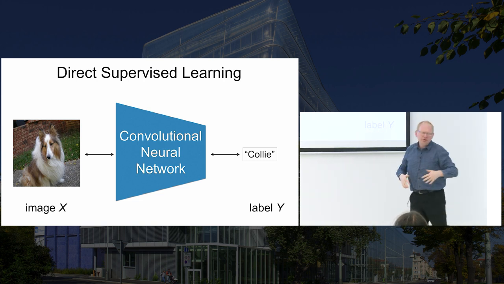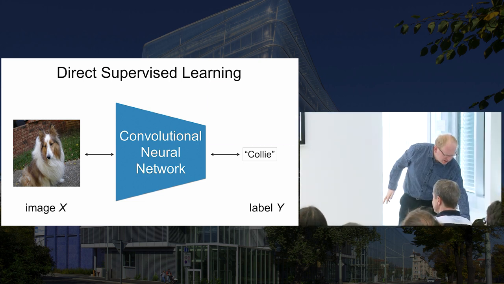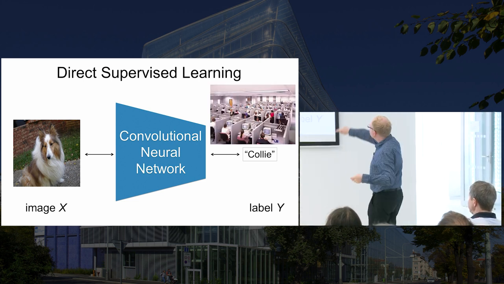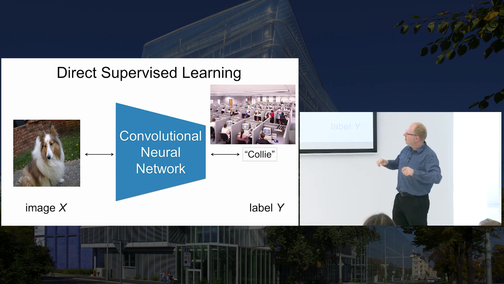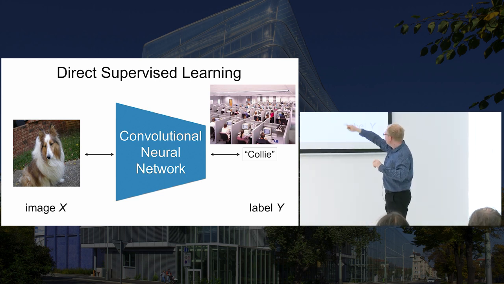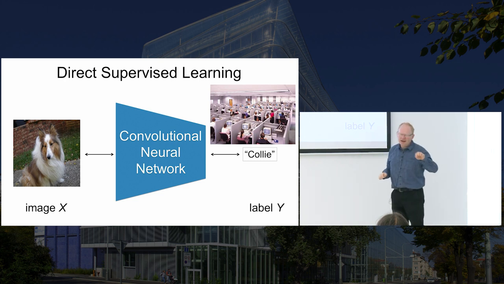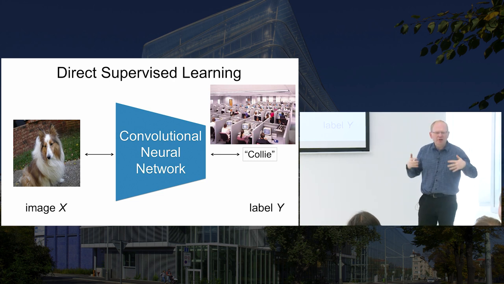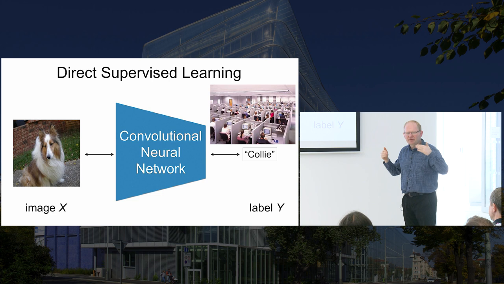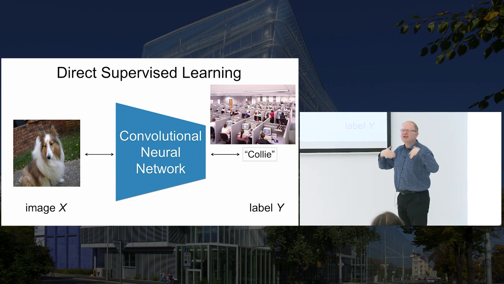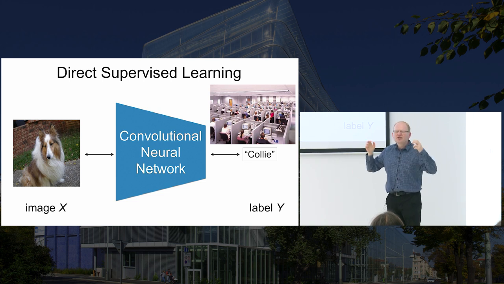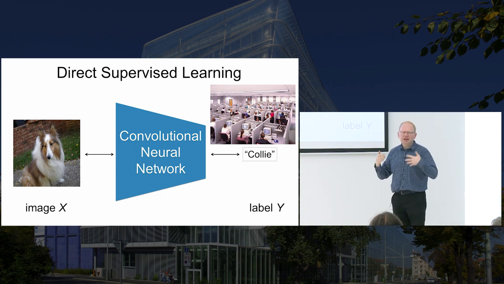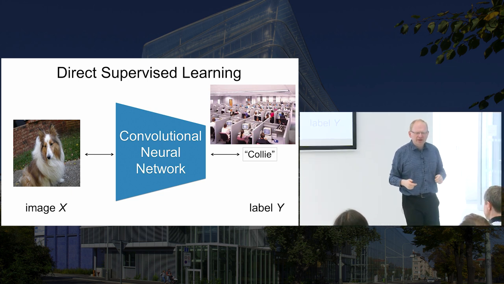Of course, you need lots and lots of these training pairs, so you have lots of people clicking on millions of images, giving their labels. Once you have trained on millions of these pairs of images and labels, then given a new image, this magic black box can tell you what label it is. And this is what direct supervised learning, and in particular deep learning, has been all about.